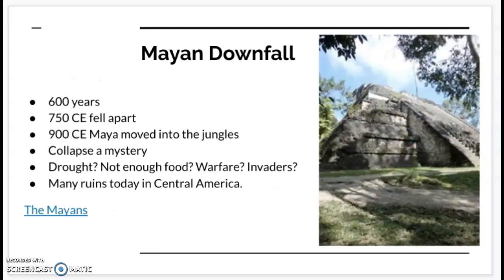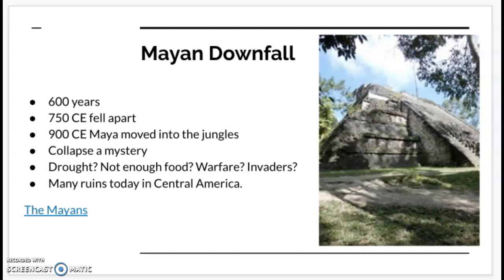The peak of the Maya civilization lasted about 600 years. In 750 CE, they started to fall apart, and then in 900 CE, the Maya moved into the jungles. Their collapse is a mystery. No one knows exactly how it happened. They don't know if there was a drought, so they ran out of water. Maybe they ran out of food, so they all left to go somewhere. Maybe they were captured in a war. Maybe some invaders came in.